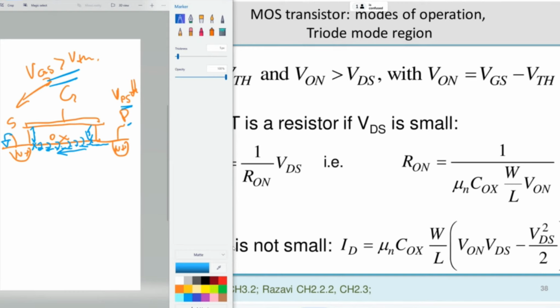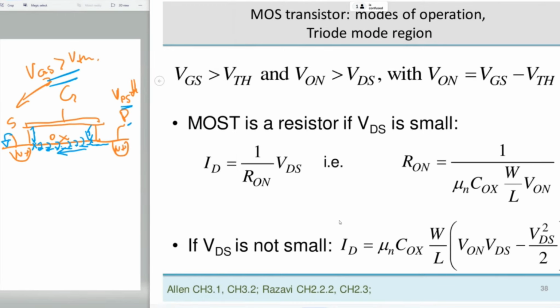So if I increase this drain-source voltage, the current will be increased. So in this mode of operation, you can just say that the MOS transistor behaves like a resistor, and this is valid only if the drain-source voltage is small. Then you can just write the equation. This is the current in triode region, the complete current. And then you see if drain-source voltage is small, this becomes negligible.